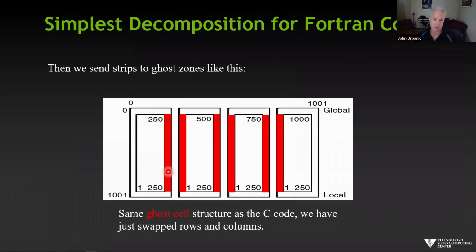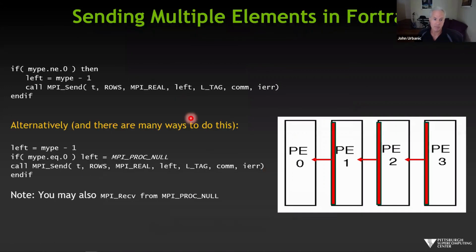So we have ghost cells and ghost zones that we want to send. We want to make sure that this row 1 here gets copied into this ghost cell. And meanwhile, this column 250 (I should now call them columns) gets copied into column 1 over here. So it's the exact same kind of message passing, except we're passing to the left and the right this time.